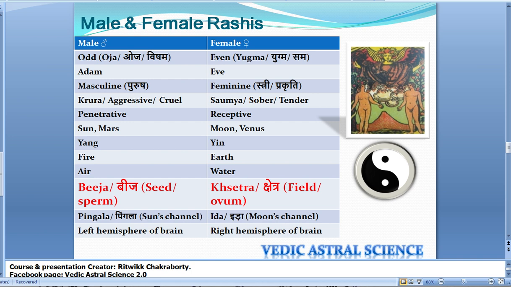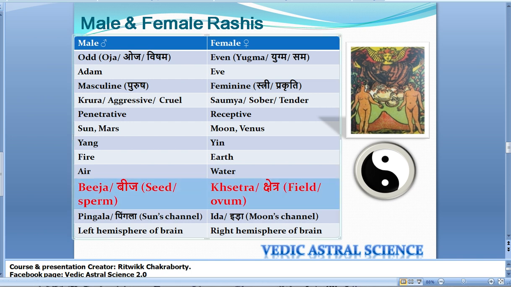In the video on the conceptual part of male, female or odd even signs, we have already seen this table. Among the contents available in this table, we are going to talk about the Beeja or seed and Kshetra or field, highlighted in red color. You can see it in the table. I am specially highlighting it so that you can easily understand what we are going to discuss today.